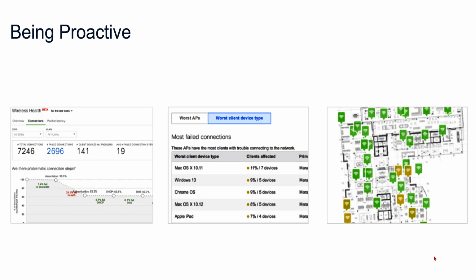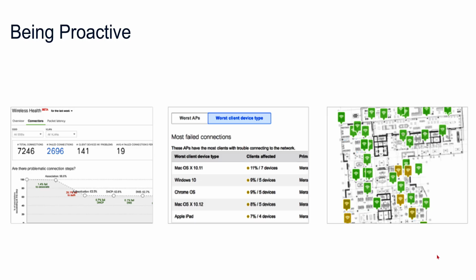We can also look at client type analytics. And this is a big one, right? We see worst client device type, the middle one there. So if we see Windows 10 devices failing authentication or iOS devices failing DHCP, that's probably not random. That is a pattern-based failure. So we have to look at our RADIUS policies. We have to look at our DHCP scopes and our options. Maybe there's a device compatibility issue.